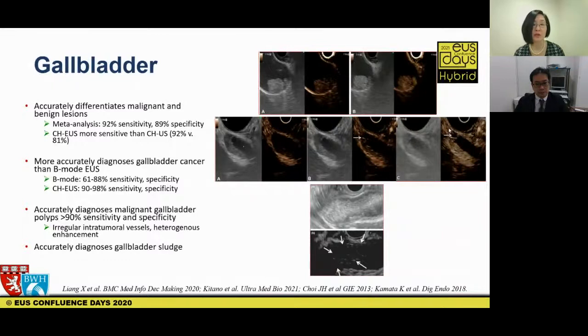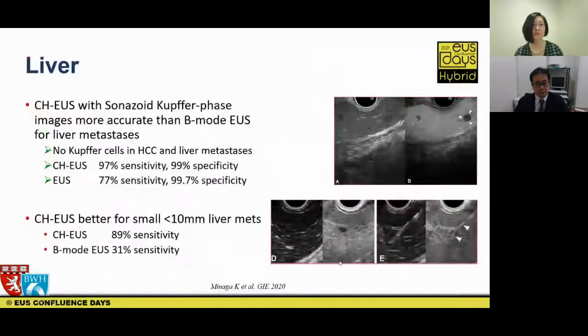Also, as you might expect, it is very helpful for diagnosing sludge. In the bottom image, sludge has no vascularity, so there should be no enhancement, as you see down below.